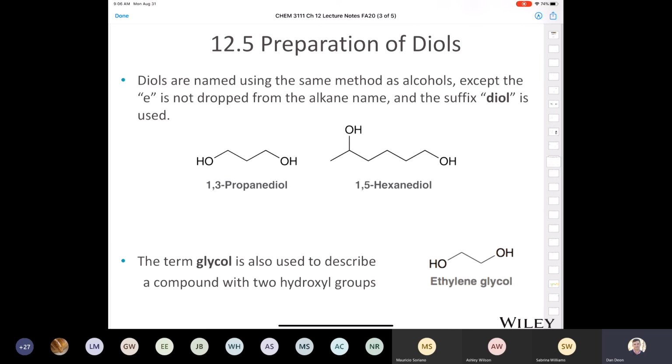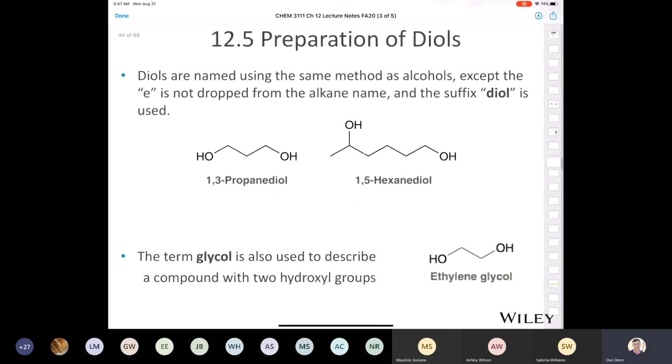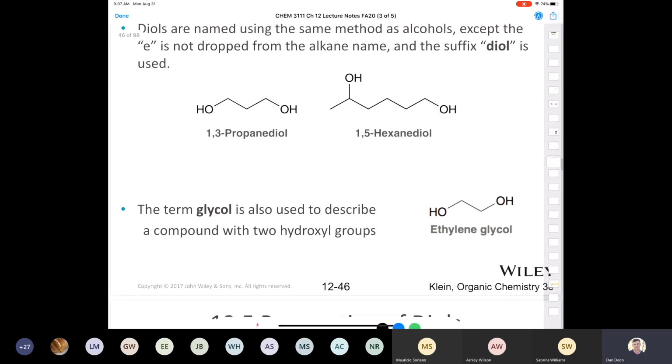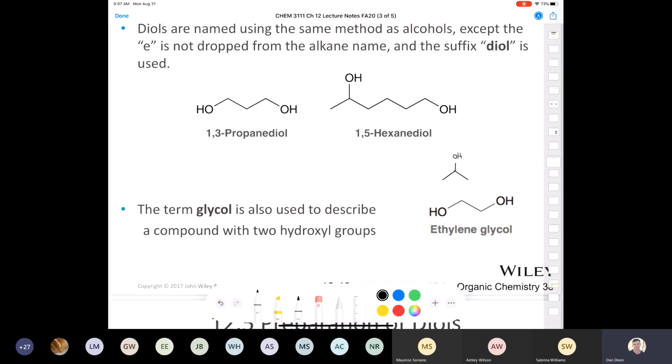You've probably heard of propylene glycol. I don't know, did I put the structure of propylene glycol in here? Guess not. Anyhow, you've probably all heard of ethylene glycol, right? Because that's one of the components of most antifreezes. Have you guys ever heard of propylene glycol? Anybody heard of it before? Propylene glycol is also used as an antifreeze. So this would be propylene glycol.